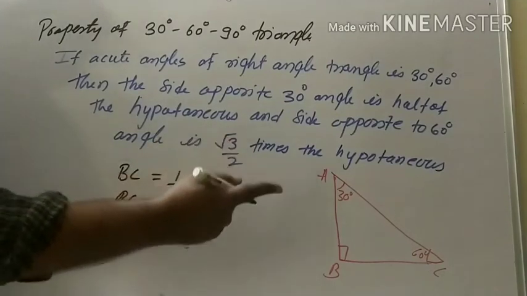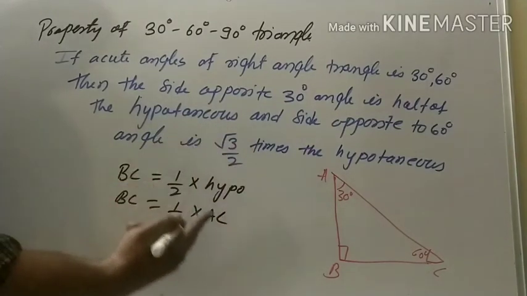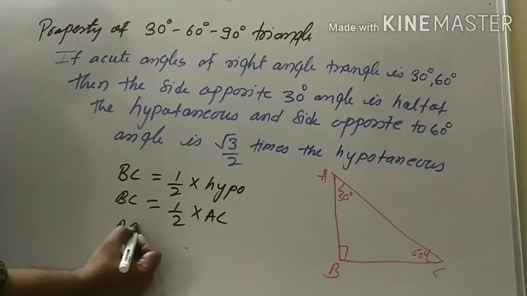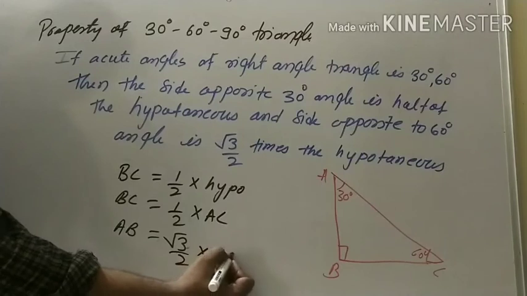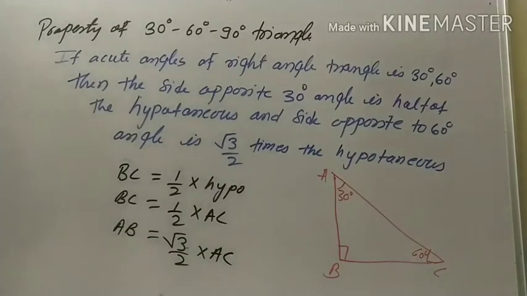And the side opposite to 60 degree, which side is it? AB. AB is opposite to the 60 degree. That is root 3 upon 2 into AC, the hypotenuse. This is the property of a 30, 60, 90 triangle.